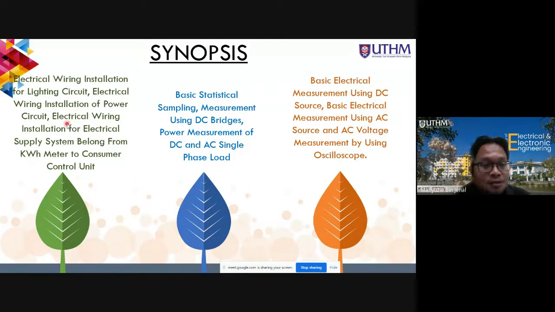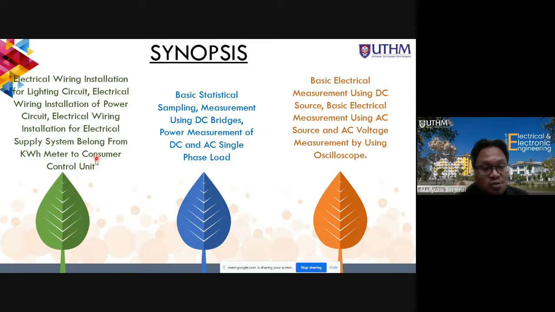So the synopsis for the first lab, the wiring lab. We have the ethical wiring installation for lighting circuits. You should do the ethical or wiring installation for simple lighting circuits. Later on I will brief on the title of each experiment in more detail. The second experiment will cover the power circuit. And the third one, we will do the installation for the supply system, from the KWH meter to the consumer control unit.